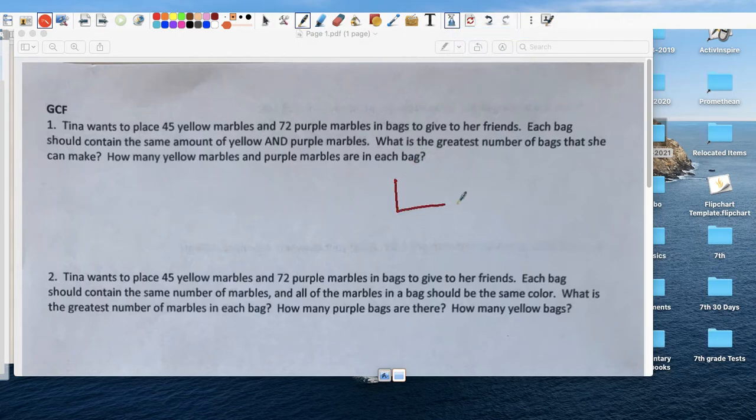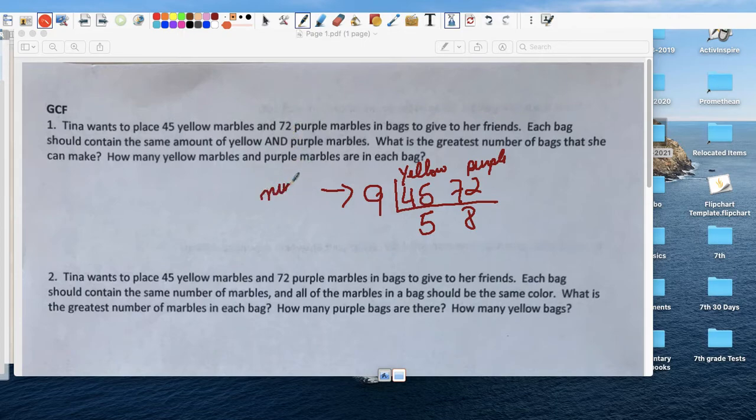So this is a GCF problem, right? 45 and 72. Let's use 9. This is the yellow, and this is the purple. So yellow, 9 goes into 45 5 times. 9 goes into 72 8 times. And this is the number of bags. Okay, so we're done.